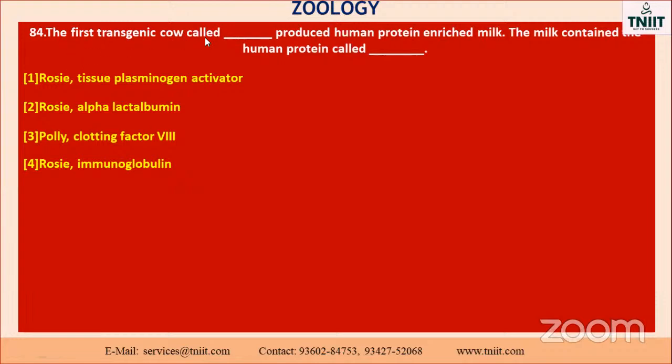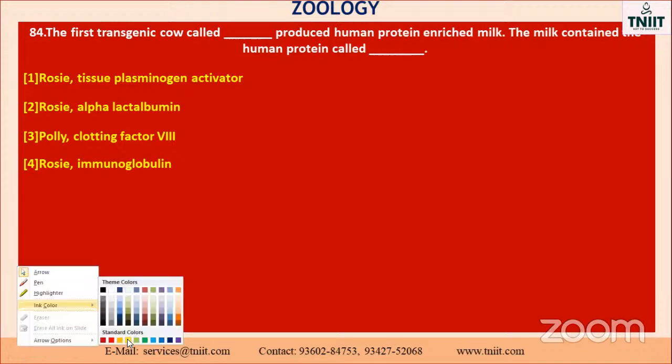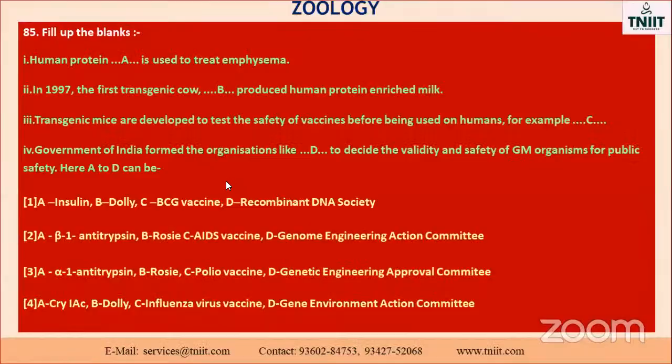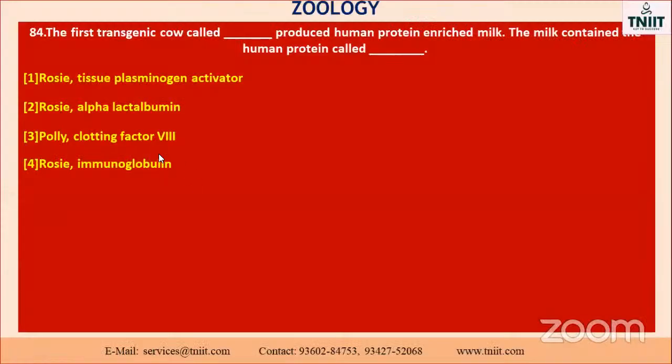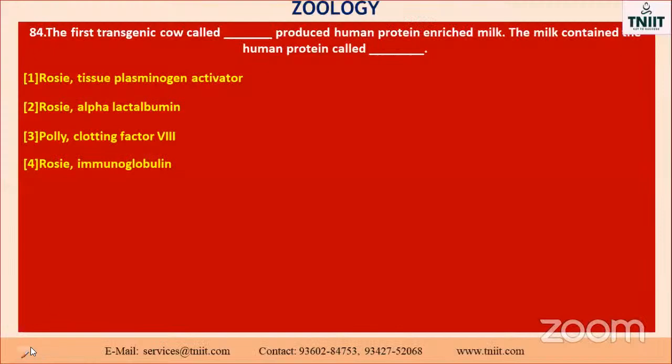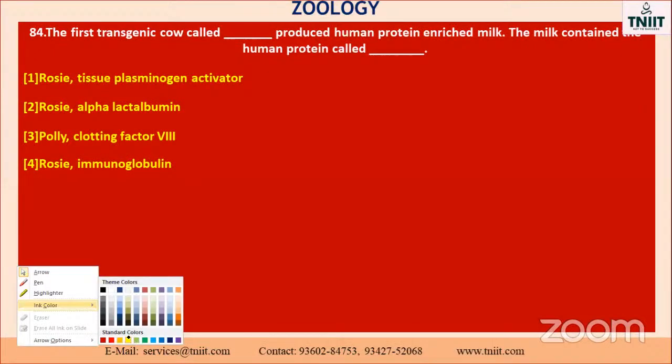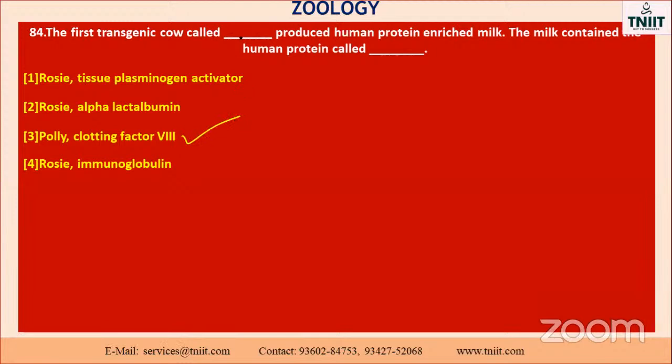The first transgenic cow is called Rosie. Which one is the human protein enriched milk? The milk containing the human protein is called alpha-lactalbumin. Okay, my dear, this is very, very important. Don't forget. See the answer: the answer is the third one only. These are all direct questions, my dear.